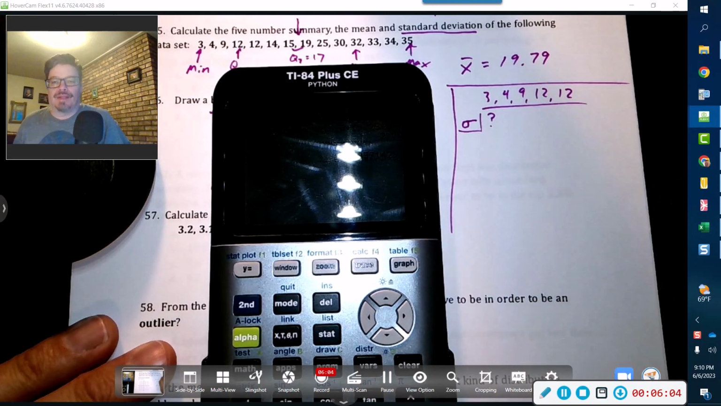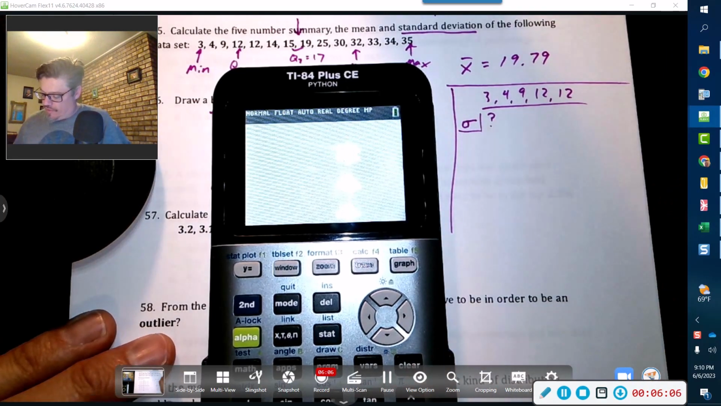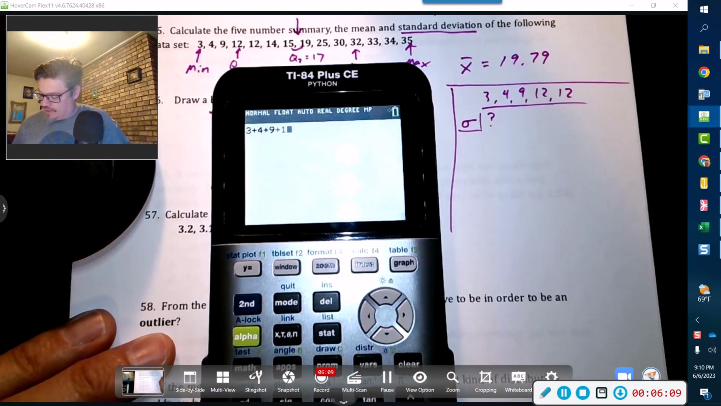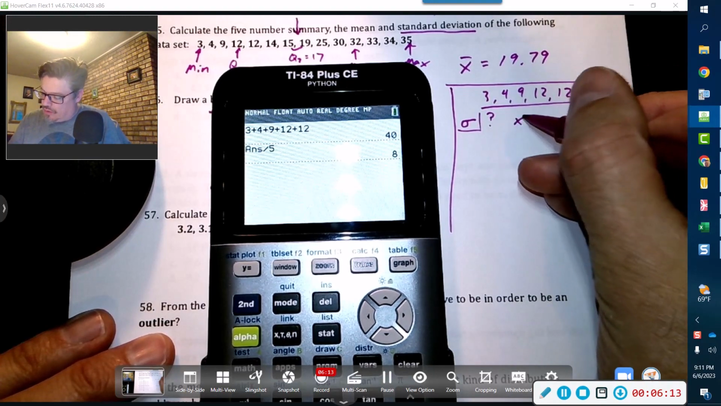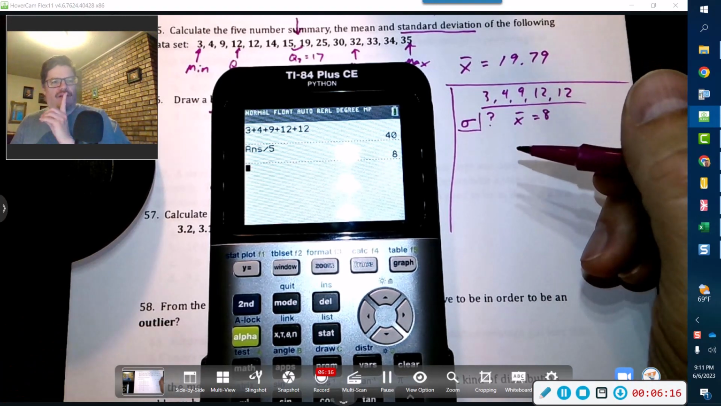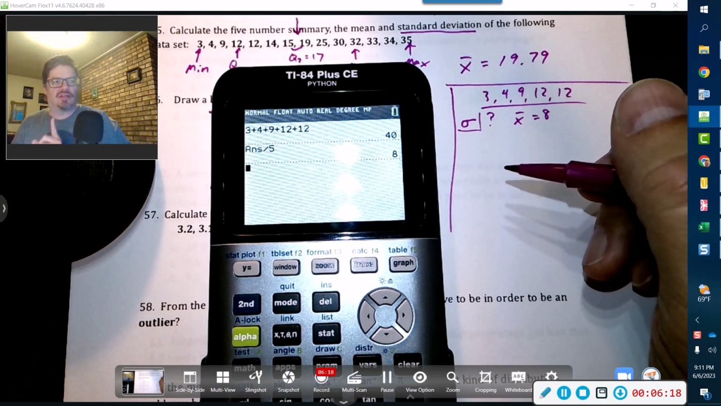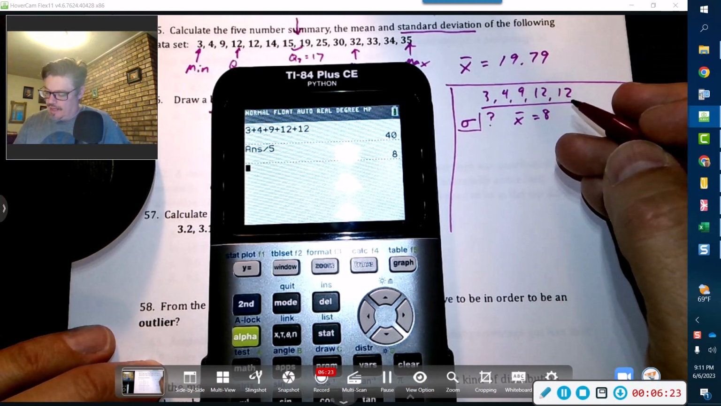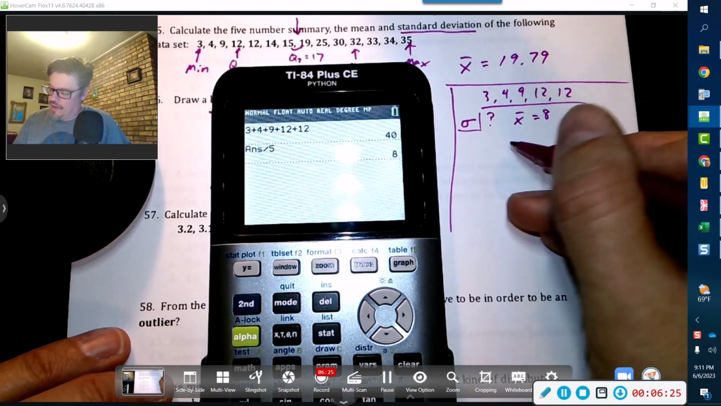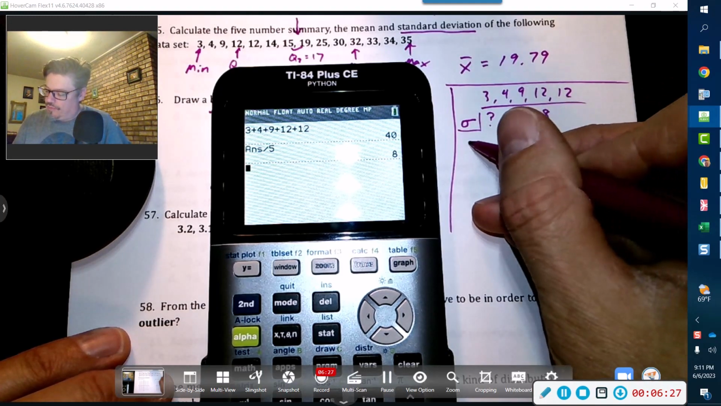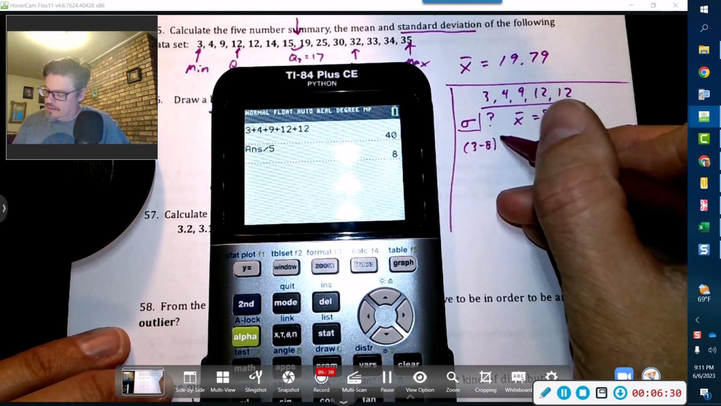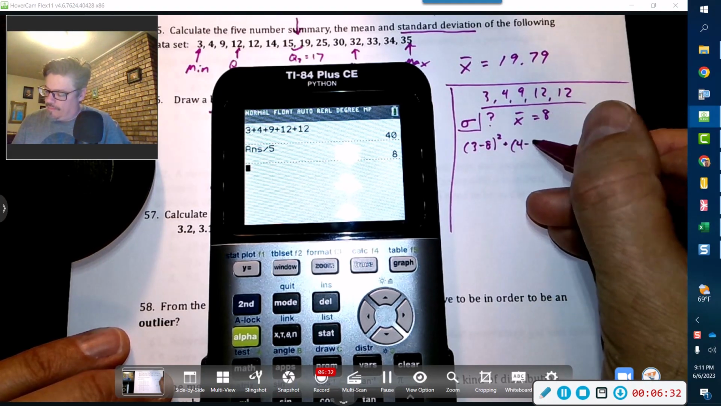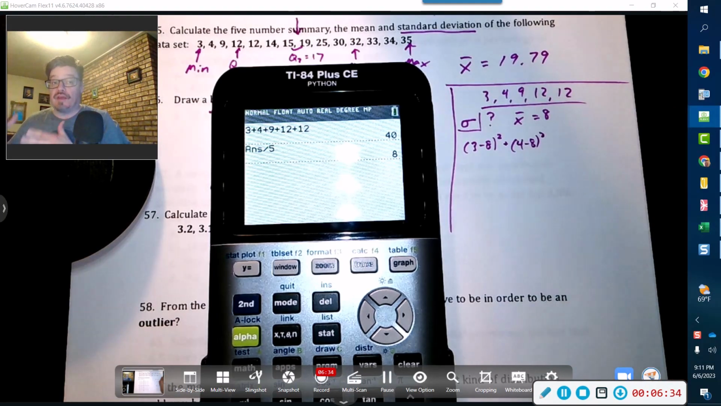So let's find the average. That's what I should do first. 3 plus 4 plus 9 plus 12 plus 12 equals that. Divide by 5. The average is 8. So x bar is 8. Our very first example of the standard deviation also had a mean of 8. So what we do then is 3 minus 8 squared plus 4 minus 8 squared. What we're doing is figuring out how far every single data point is from the average.